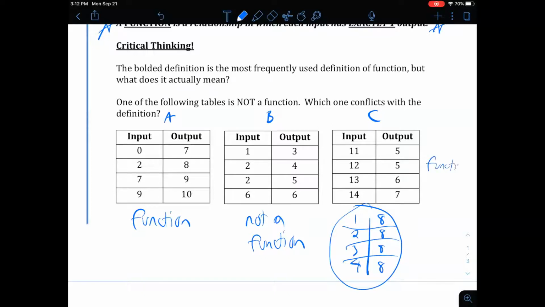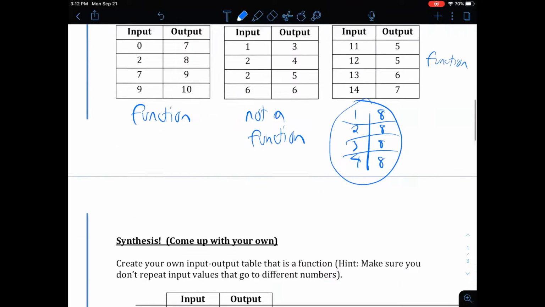So C is also a function. Even though it has repeating output values, it doesn't matter. The one way to look at a table right away and say, is it a function or not, is look at if there's any repeating input values that go to different numbers than the output values. Okay?